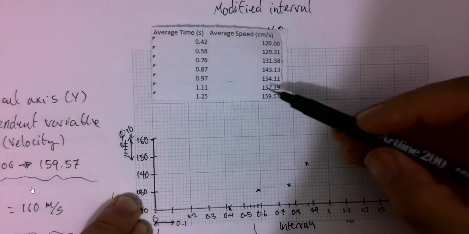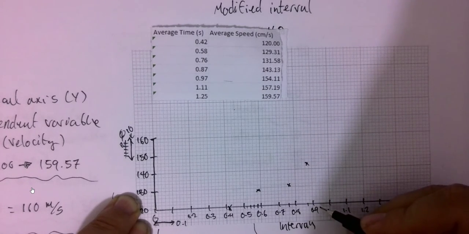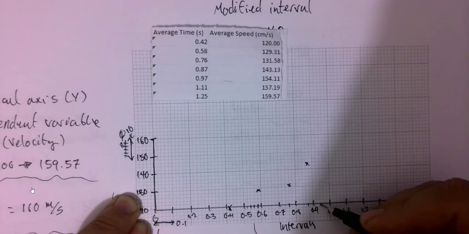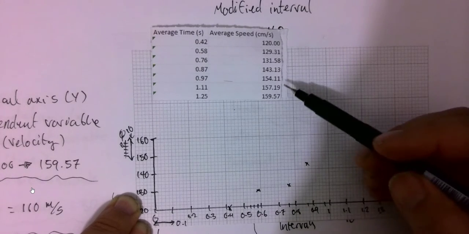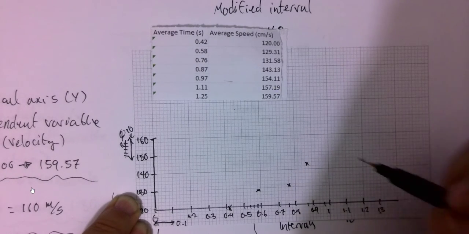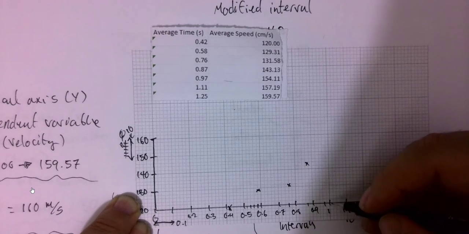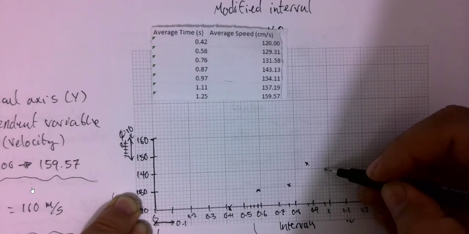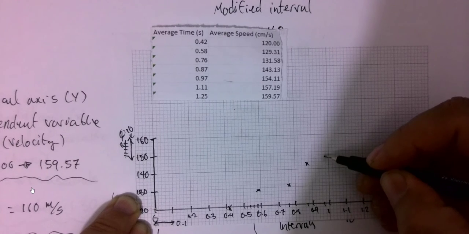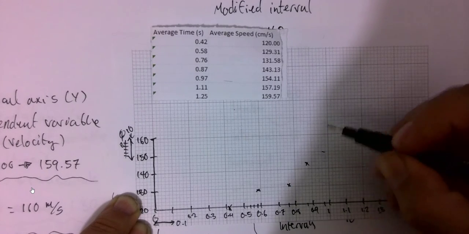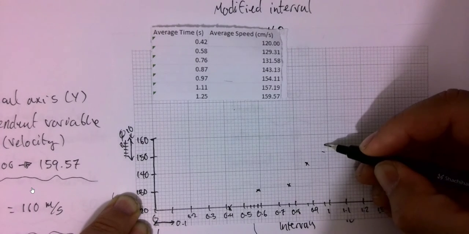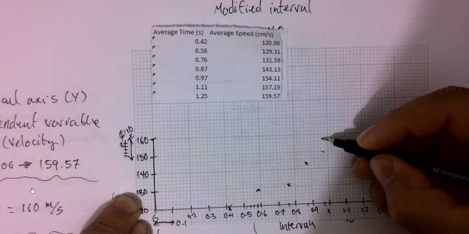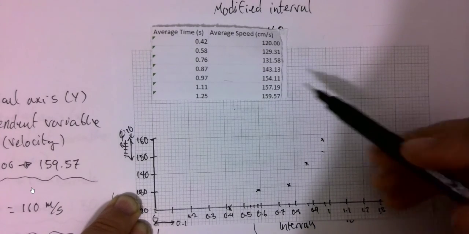Okay, so we're up to 0.97, so we got 0.9, 0.92, 0.94, 0.96, 0.98, 0.97 is in between 0.96 and 0.98. That's fine. Now we got 154.11. So we'll go up here. So we're up to 140. We got 150, and we got to go up to 157. So that's 152, 154, 156, 157.